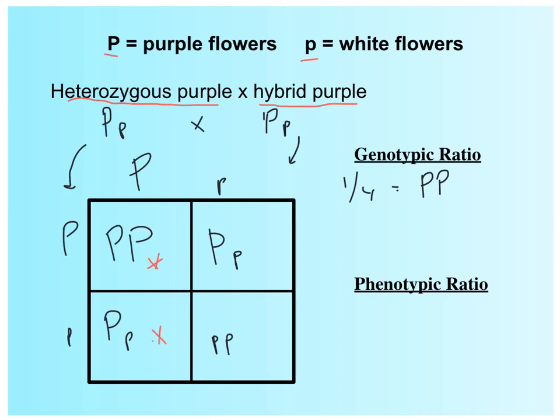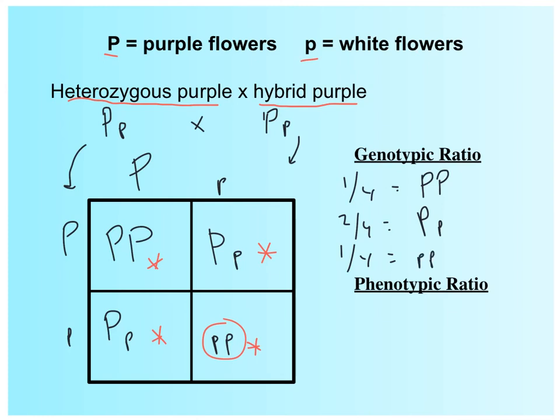I see 1, 2 that have a big P and a little p. So 2 out of 4, or 1/2, or 50%, I'll just put 2 out of 4, are going to have the genotype big P, little p. And don't forget about the last one. 1 out of 4 will have the genotype of little p, little p, or homozygous recessive. So 1 out of 4 are going to be little, little.